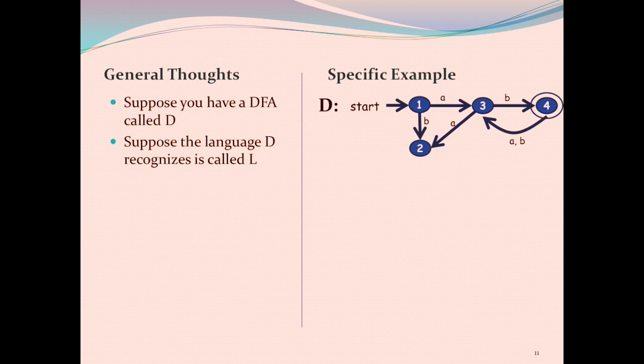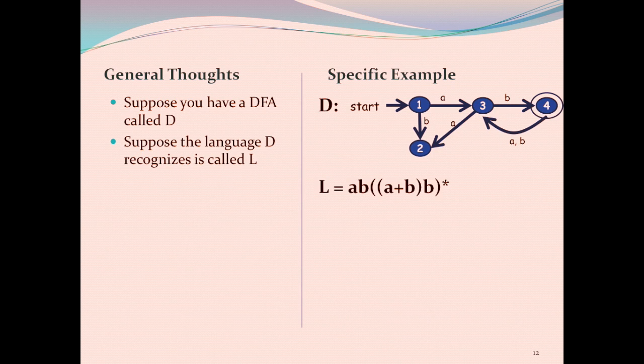Suppose D recognizes a language. Of course it does. It might be the empty language, but it always recognizes something. And the language that we recognize is called L. All the strings that we accept are the set L. So take a second and think about, for this specific example, what the language is. Figure it out. You can do it by now. What's the language that is recognized by this DFA?